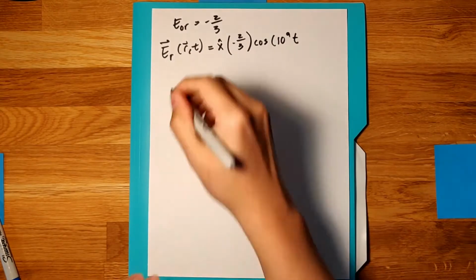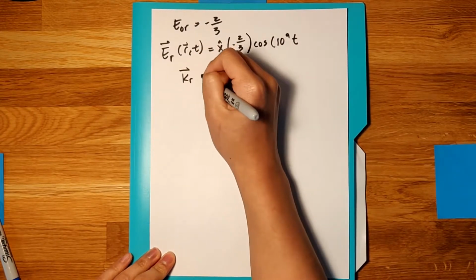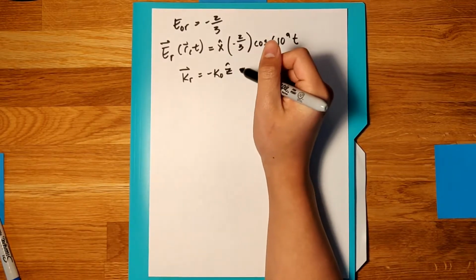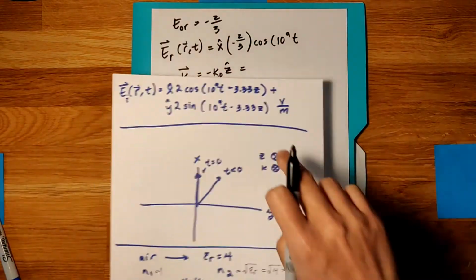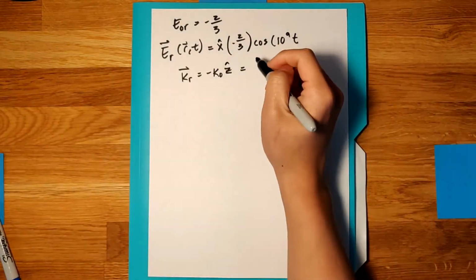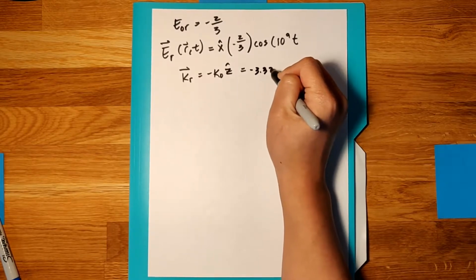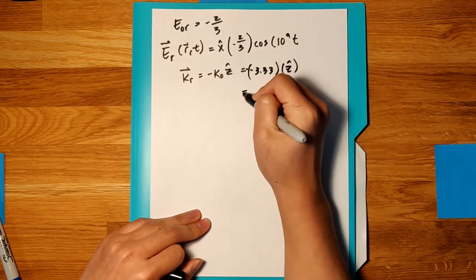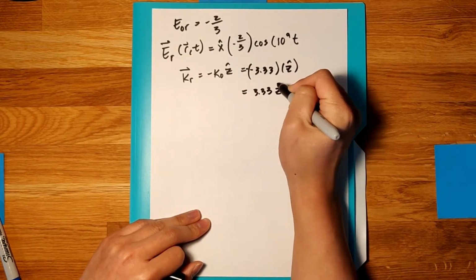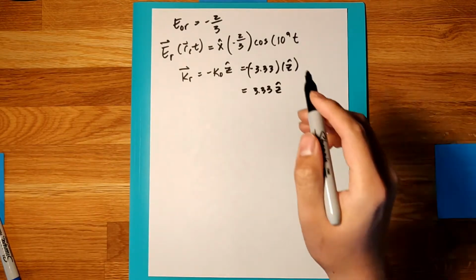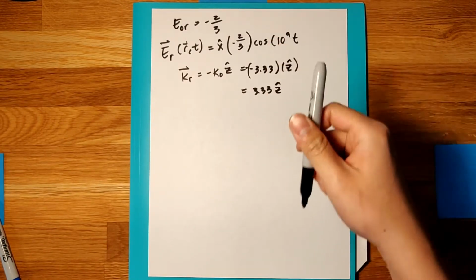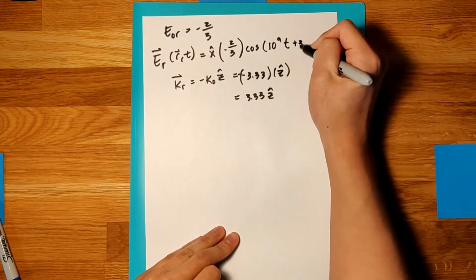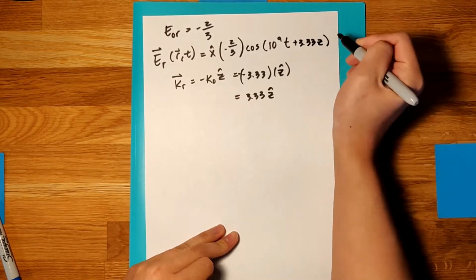Well, we can use the formula kr is simply equal to negative k naught z hat, where negative k naught was simply negative 3.33. So negative 3.33, negative on the outside, times z hat will simply just give us 3.33 z hat. Which means that it's going in the opposite direction as the incident k. So plus 3.33 z.